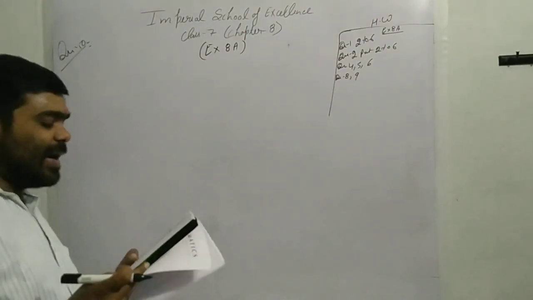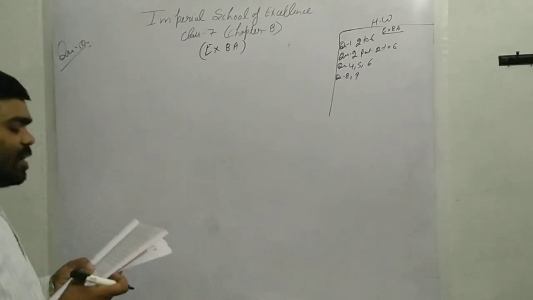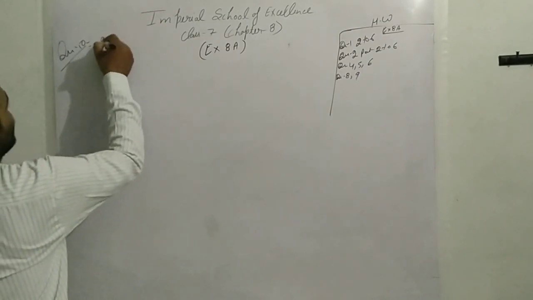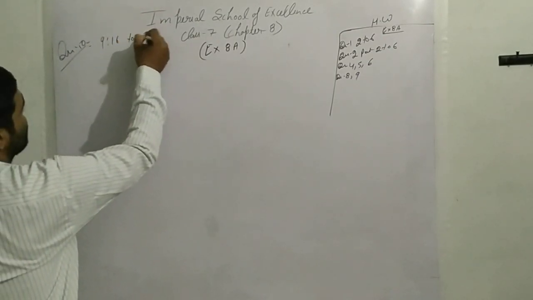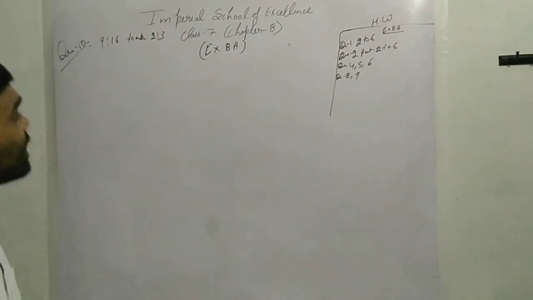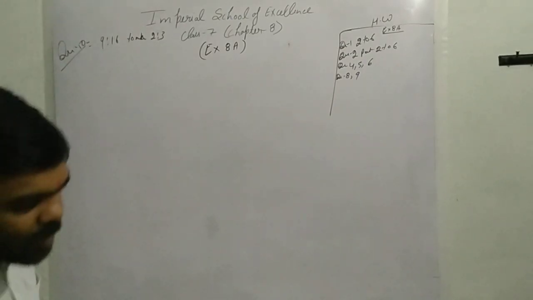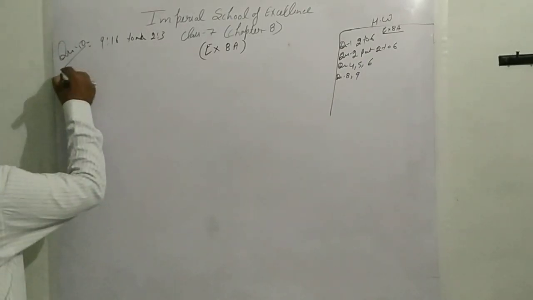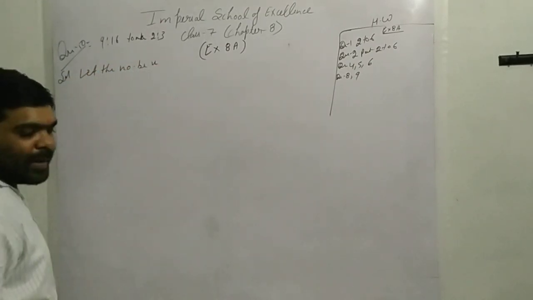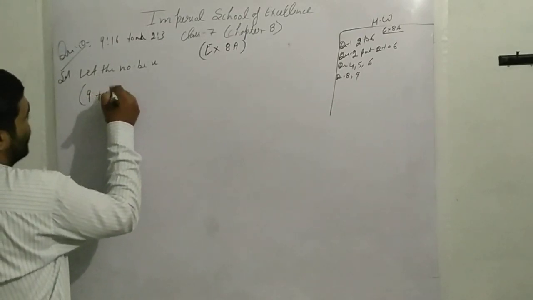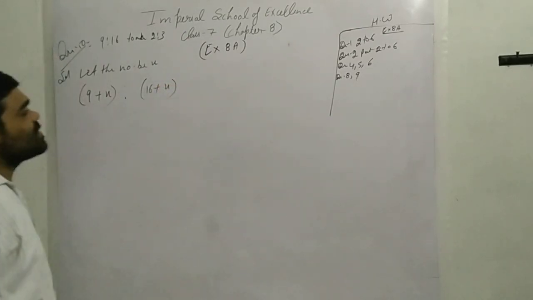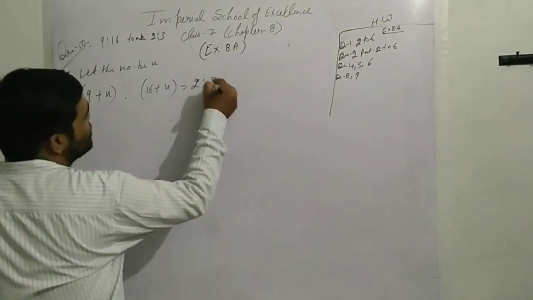What number must be added to each term of ratio 9:16 to make ratio 2:3. What is the number that we will add to 9:16 to make 2:3. Now what you have to do in solution, let the number be x. We have assumed a number x, so 9 plus x ratio 16 plus x equals 2:3.